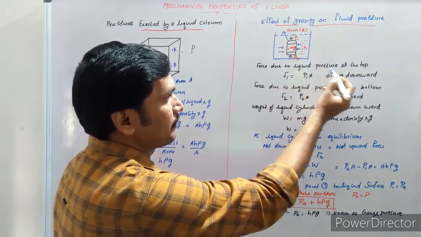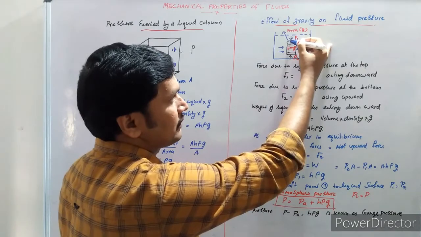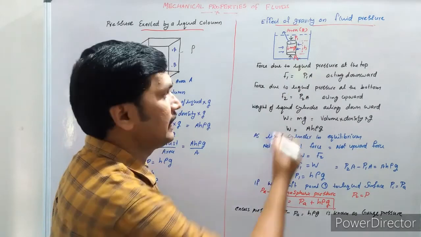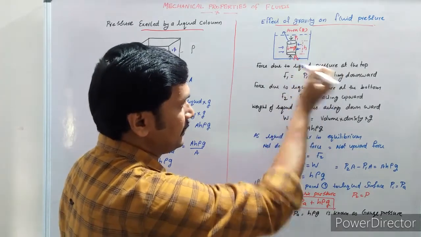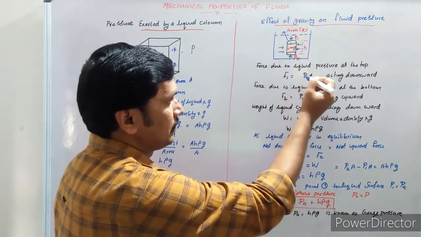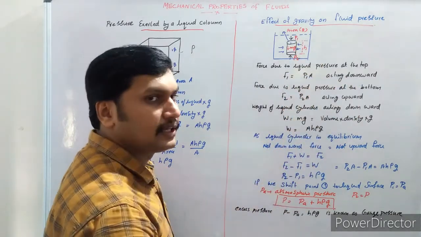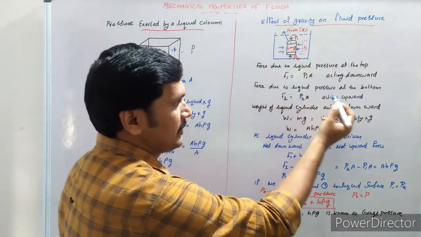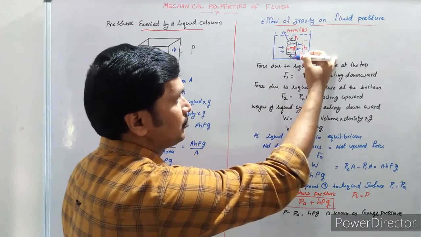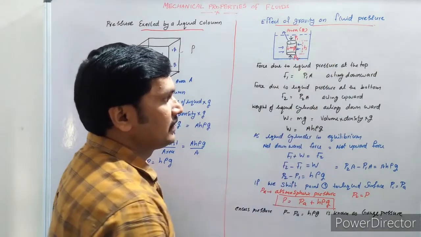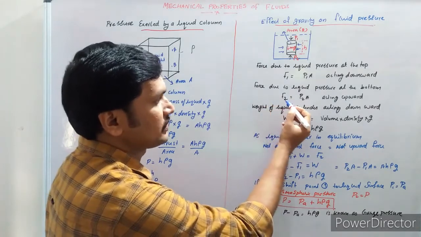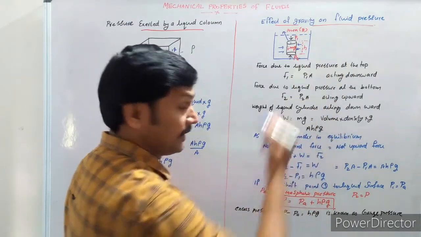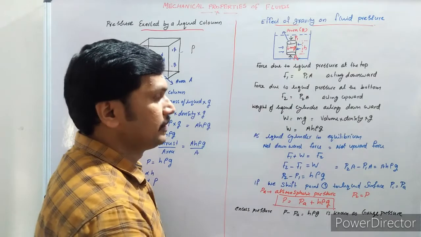The force due to the liquid pressure at the top, that is on face 1, of the cylinder can be written as F1 equal to P1 into A, which is acting vertically downward. The force due to liquid pressure at the bottom, where a pressure P2 is acting, can be written as P2 into A. That force is acting in the upward direction.